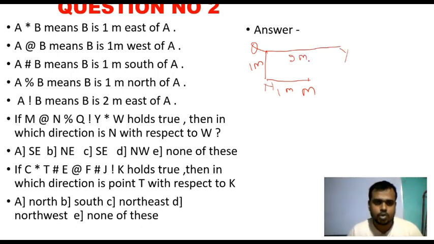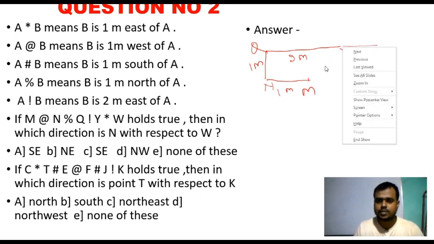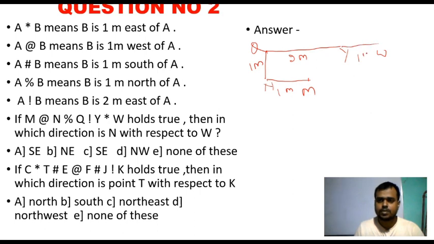After that Y star W. Y star W means W is in the east of Y at a distance of 1 meter. This is W and this is 1 meter. Now after plotting the diagram completely, you can answer the question easily.